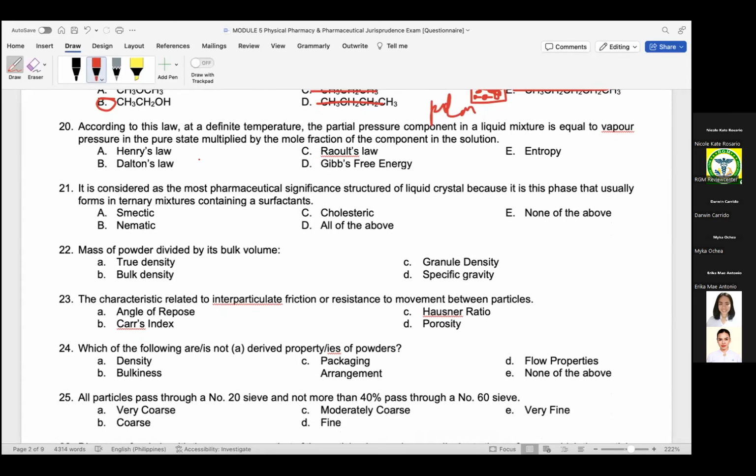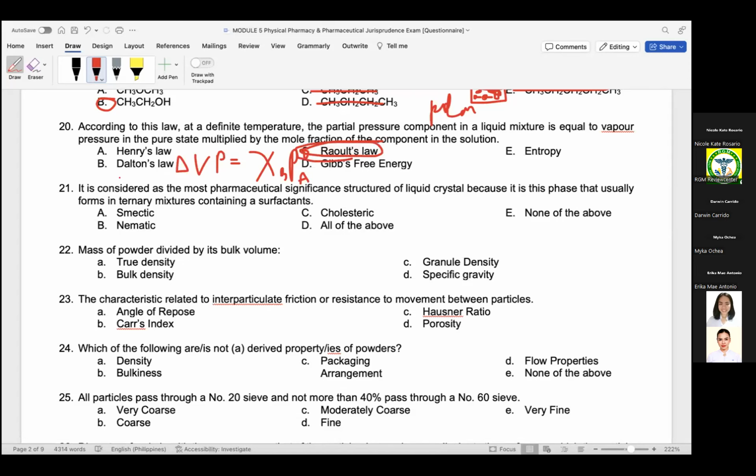Number 20, according to this law, at a definite temperature, the partial pressure of a component in a liquid is equal to the vapor pressure in the pure state multiplied by the mole fraction of the component in the solution. That's actually the vapor pressure lowering, or change in vapor pressure, which is equal to the mole fraction of solute multiplied by the vapor pressure of the pure solvent A. So that's what law? Raoult's law. So letter C.